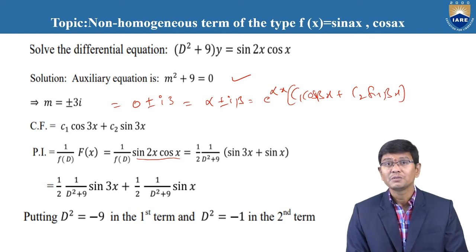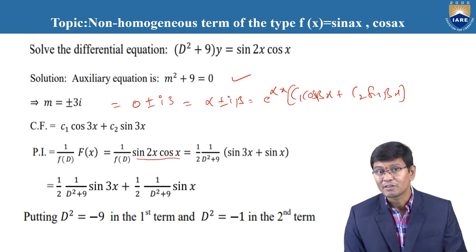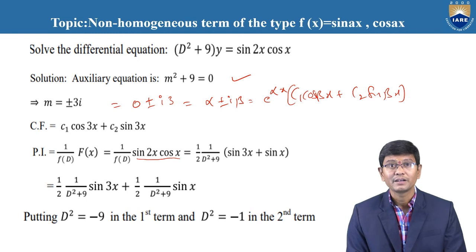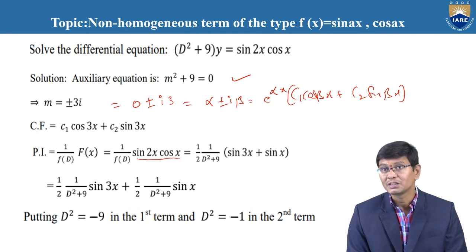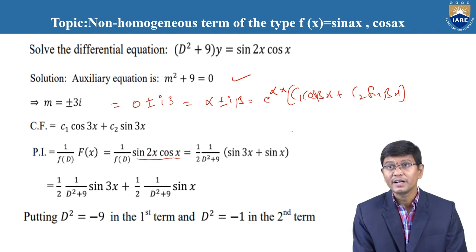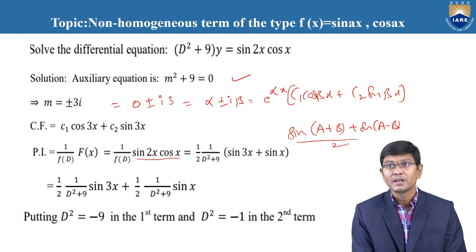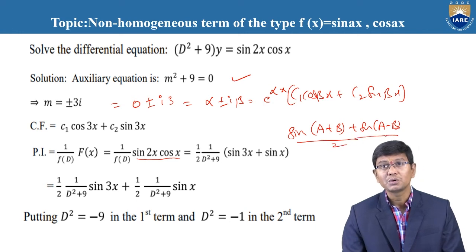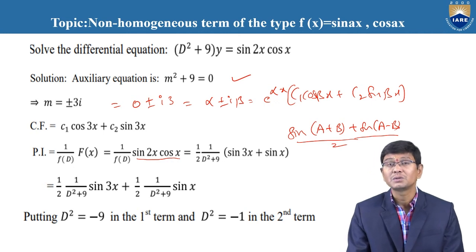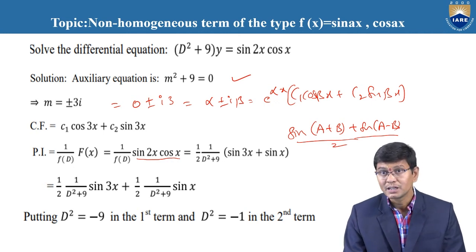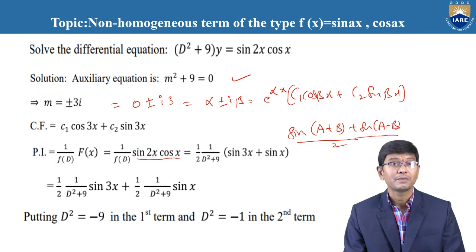Here we need to use the compound and multiple angle formula: sin a cos b is nothing but sin of a plus b plus sin of a minus b, all by 2. By using that, it is sin of a plus b plus sin of a minus b by 2. Therefore, with a equal to 2 and b equal to 1, the equation changes to 1 by 2 into 1 by d square plus 9 into sin 3x plus sin x.